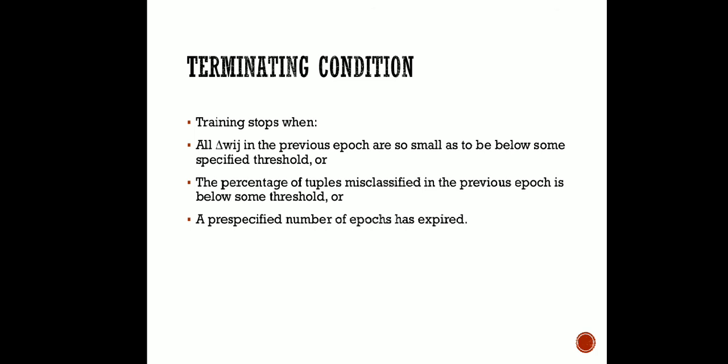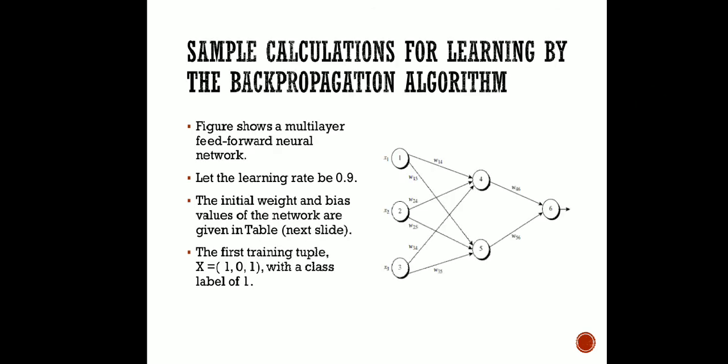And again, the percentage of misclassified tuples in the previous epoch is so small that we can discard it easily, or we can even restrict the number of iterations as per my need. So these can be three different stopping parameters. So this is the example which I was talking of. We are going to look at this example.